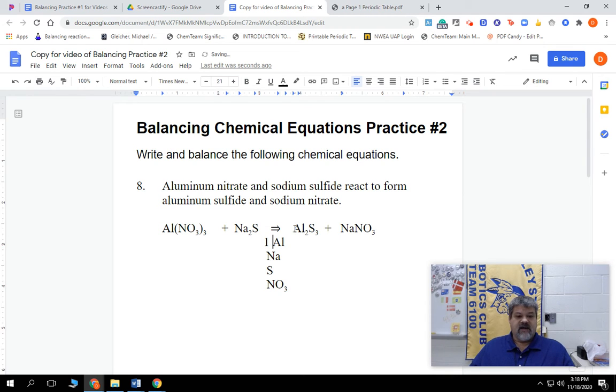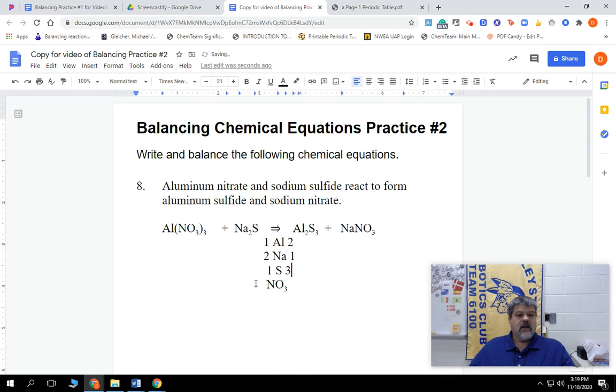On this side of the equation, I have a subscript of 2, so I have 2 aluminums. Sodium on this side, I have a subscript of 2, so I have 2 sodiums here. On this side, I look over here, there's no subscript, so there's just 1. Sulfur on this side is right here, no subscript, so that means I have 1 sulfur on this side. On this side, I look over here, I have a subscript of 3, so I have 3 sulfurs on this side.